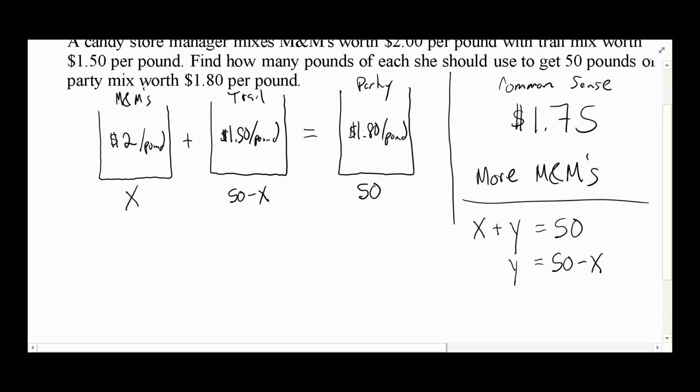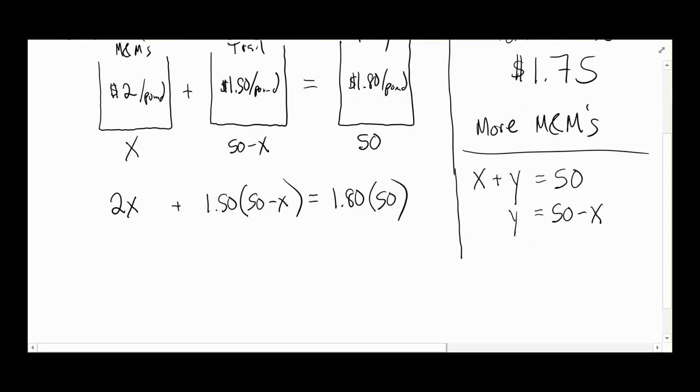Now to turn this into an equation, the way that this works is we multiply those two values, multiply those two values, and multiply those two values, and we keep the mathematical symbols that were already there. Now the reason that's how this works is because if I have 25 pounds of M&Ms at $2 per pound, I'm going to multiply those two things together, and that's how much money worth of M&Ms exists in this mixture. If I multiply the 1.50 times 50 minus X, that gets me how much total money's worth of trail mix I have. And if I add those together, it better be the amount of money worth of party mix that I have. And if we look at what's going on here, we now have one equation, one unknown. This should be pretty easy to solve.